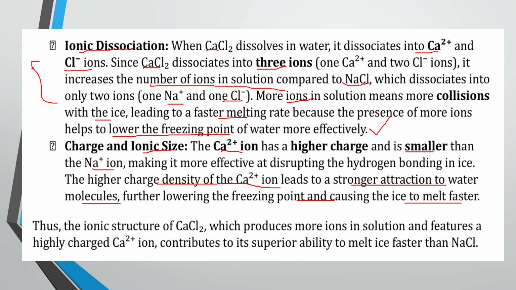So we're going to conclude and say that thus the ionic structure of calcium chloride, which produces more ions in solution and features a higher charge together with a smaller ionic radius, is going to contribute to its superior ability to melt ice faster than sodium chloride.